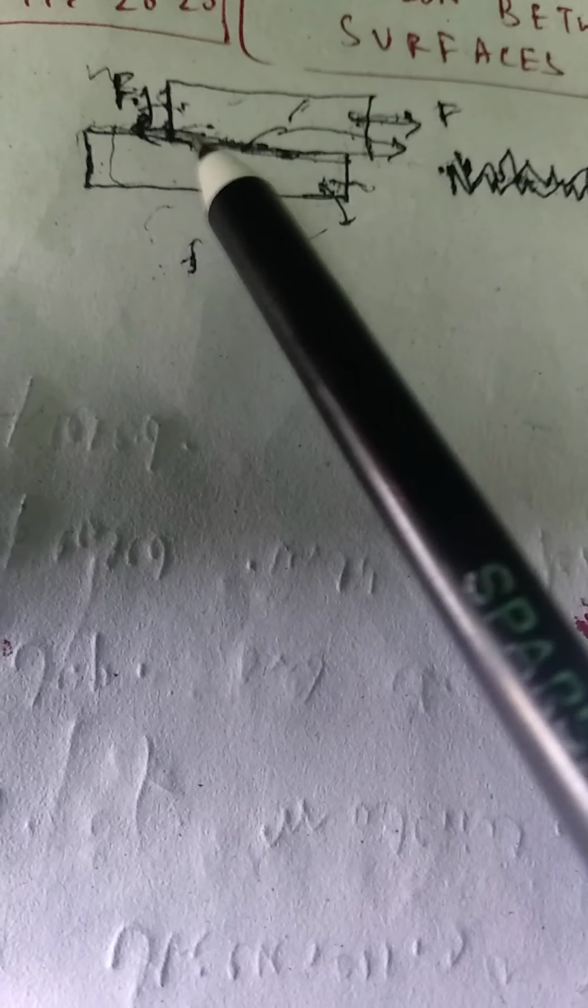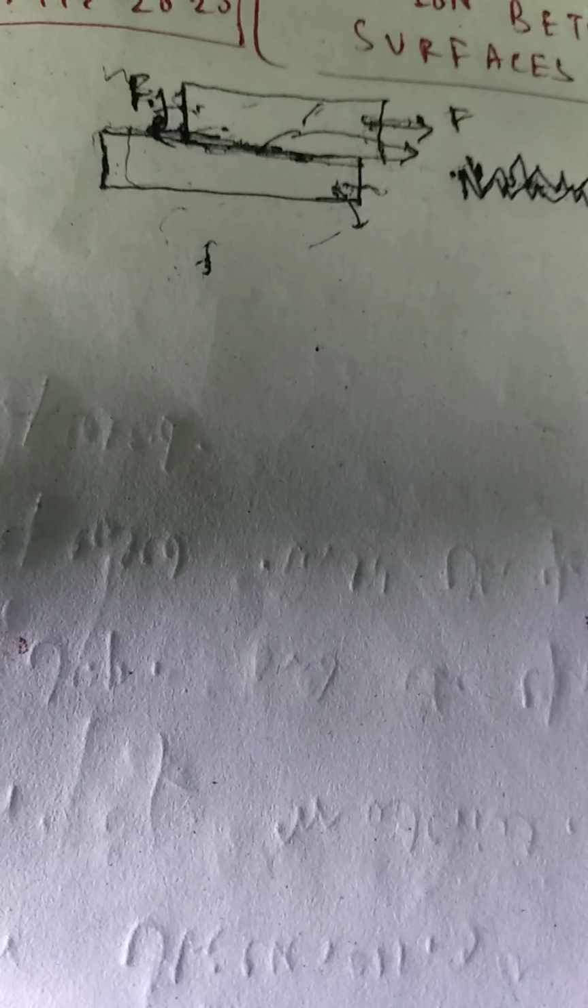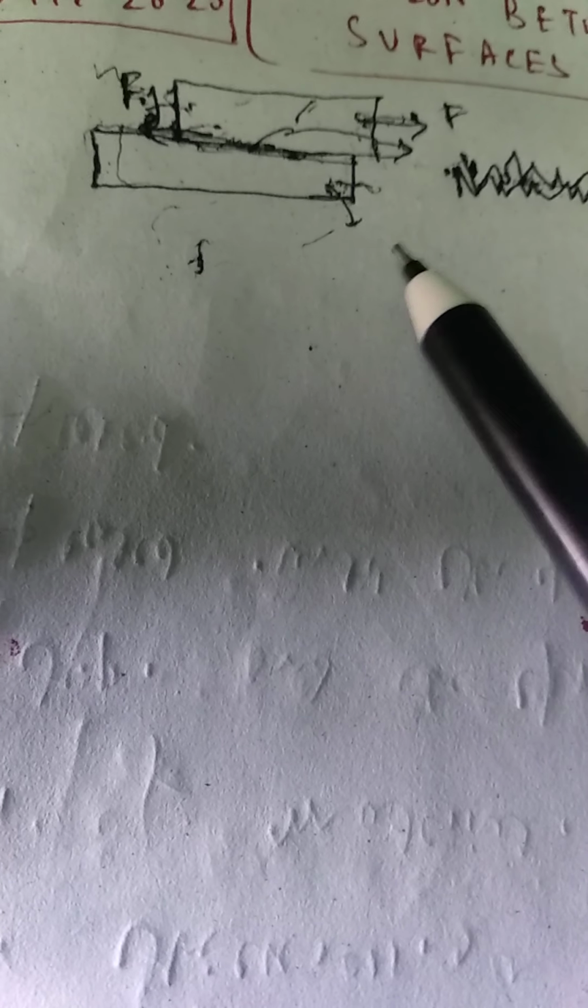So I hope you have understood the concept of how this frictional force comes into play, how it acts on a body, and how this frictional force is desirable as well as undesirable depending on the situation. So this is a brief explanation of the concept of friction. Now we'll study the types of friction.